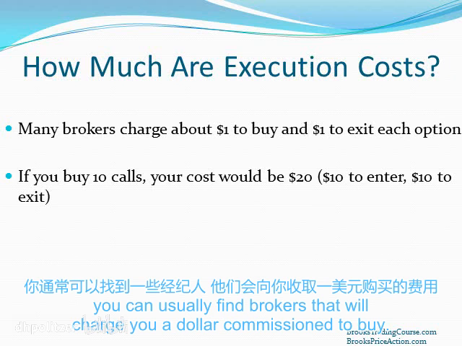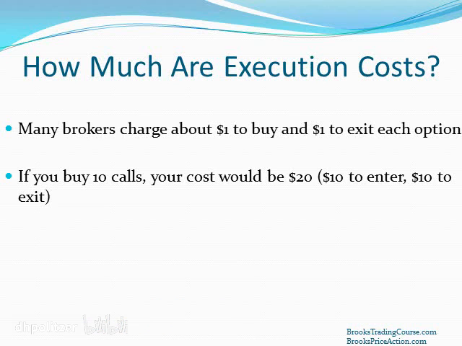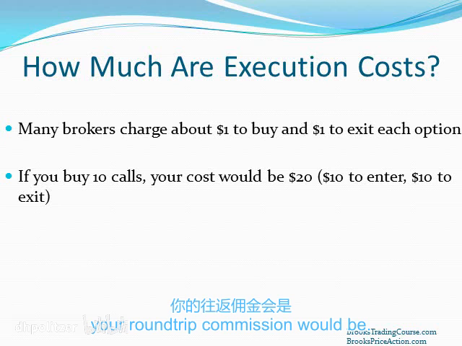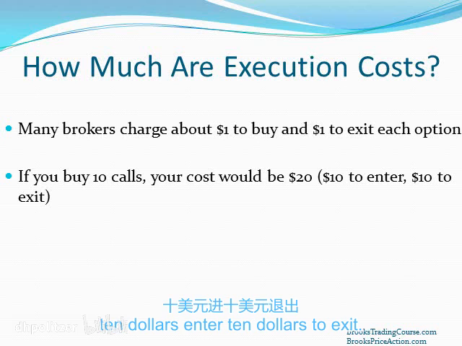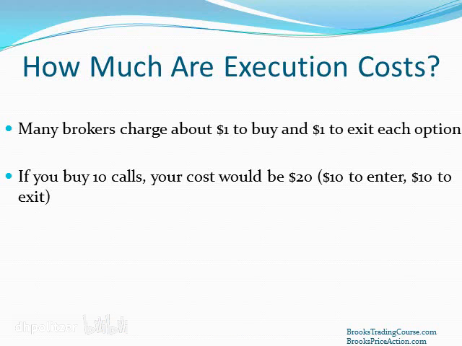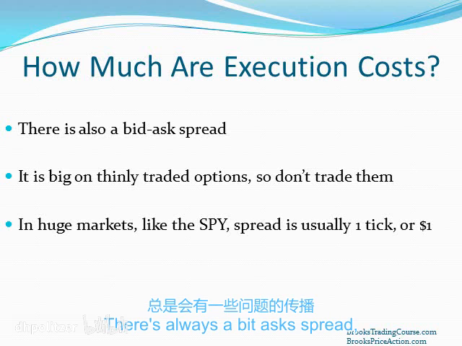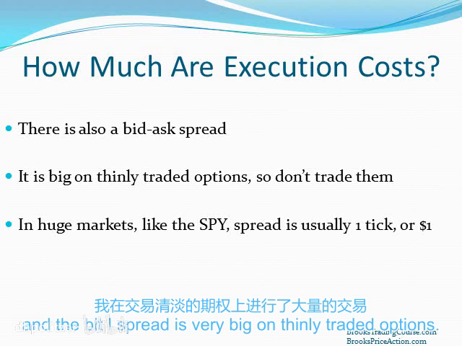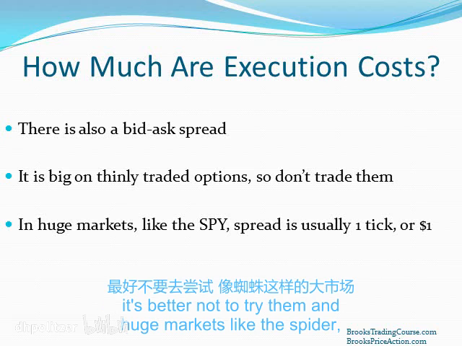Execution costs. You can usually find brokers that will charge you $1 commission to buy and then another dollar commission to sell. So if you buy 10 calls, your round trip commission would be $20: $10 to enter, $10 to exit. And there's also a bid-ask spread to consider. Anytime you buy anything, a stock or a future, there's always a bid-ask spread. And the bid-ask spread is very big on thinly traded options. And because it's so big on options that don't trade very actively, it's better not to trade them.